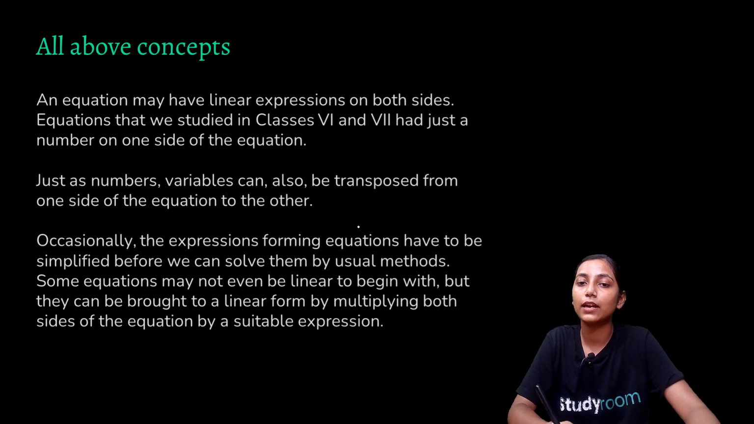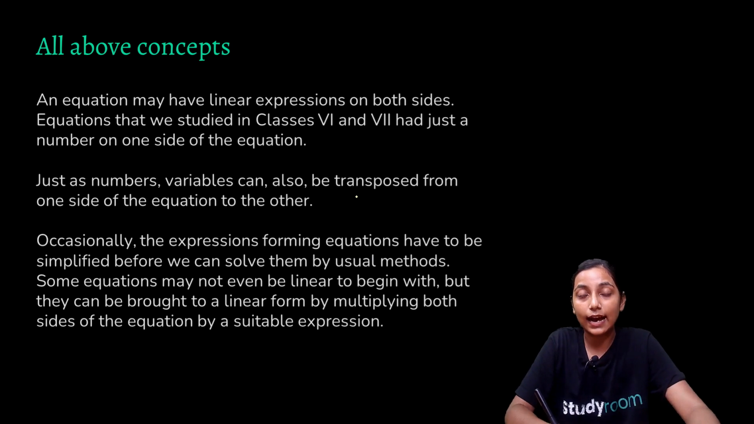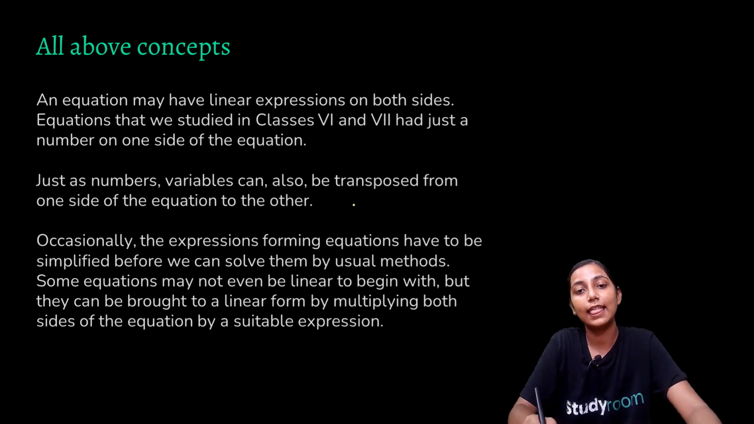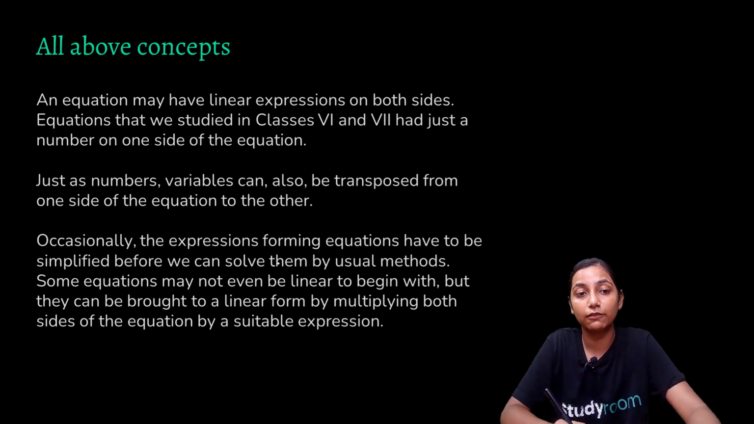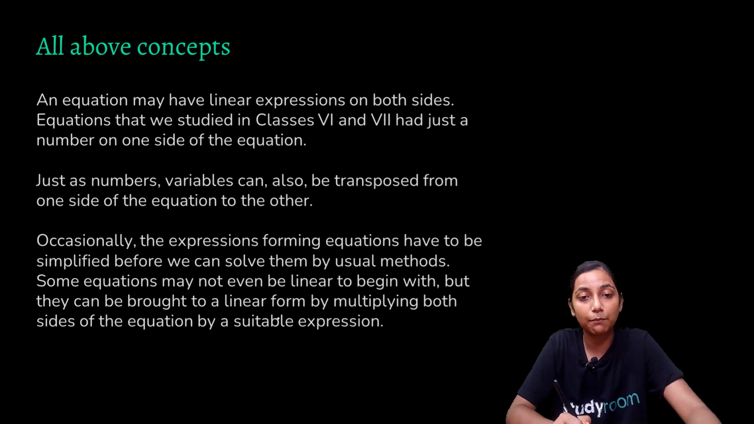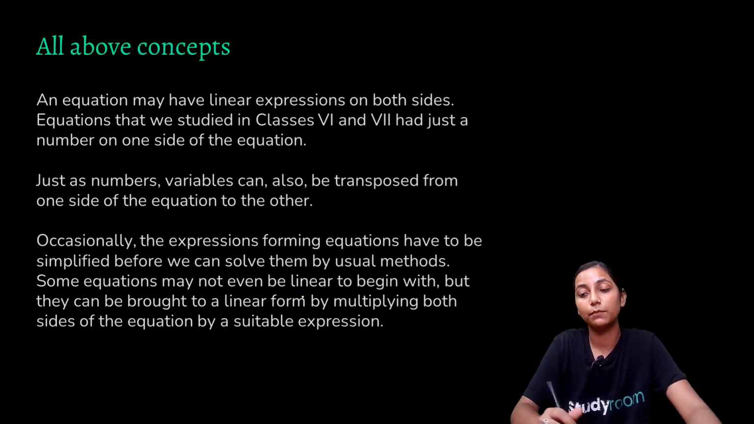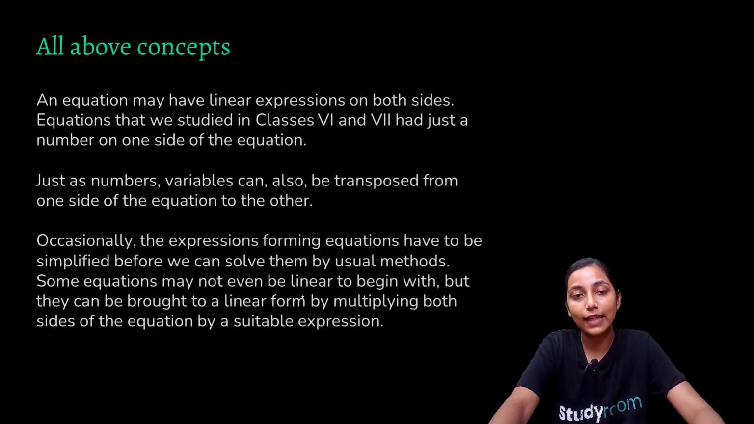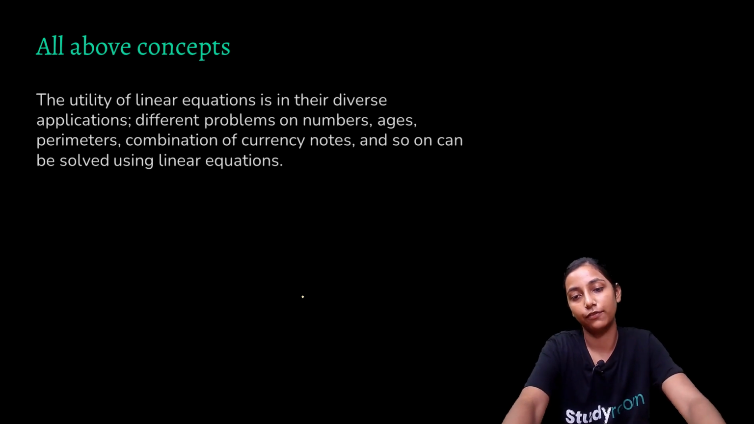Occasionally, the expressions forming equations have to be simplified before we can solve them by usual methods. At last, we actually studied some very complex equations and how we solve those. We first of all simplify those equations and then we use all the usual methods. Some equations may not even be linear to begin with, but they can be brought to a linear form by multiplying both sides of the equation by a suitable expression. We also did some examples where we had to multiply both sides of the equation by a suitable expression in order to make that equation linear and then solve it.